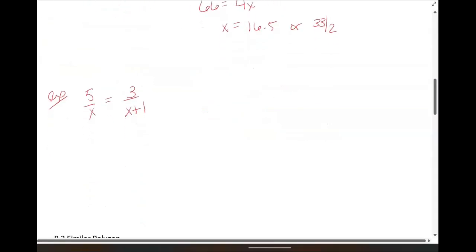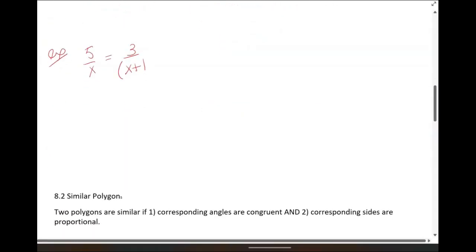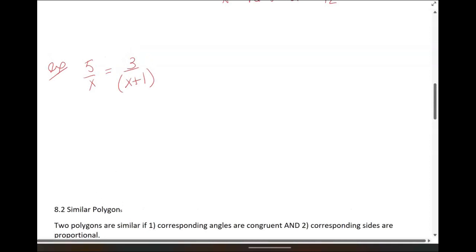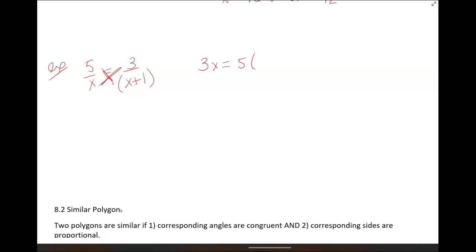All right, similarly for this guy, if you have more than one term, make sure you put parentheses around them. And it's fine that we have more than one term with an x in it. As long as it's just a single variable, we can still just set cross products equal to each other and solve, because we know how to solve equations with variables on both sides. So we would get 3x equals 5 times the quantity x plus 1. So 3x is going to be equal to 5x plus 1.